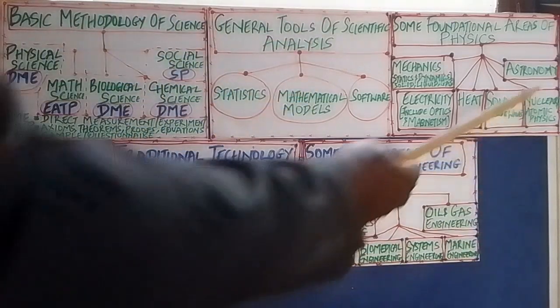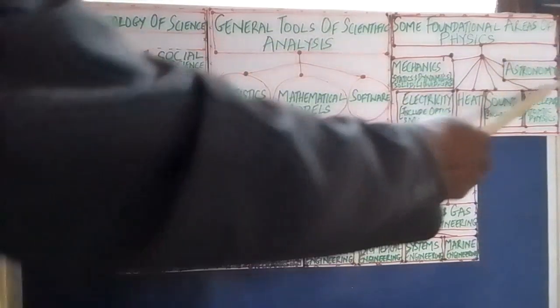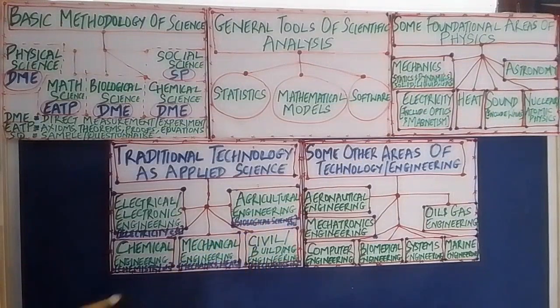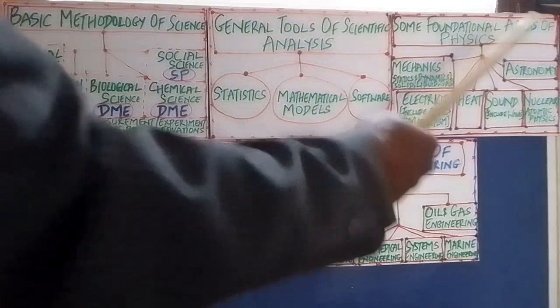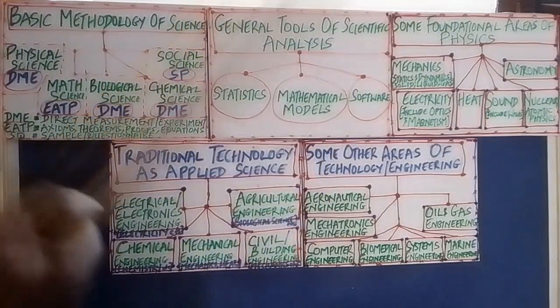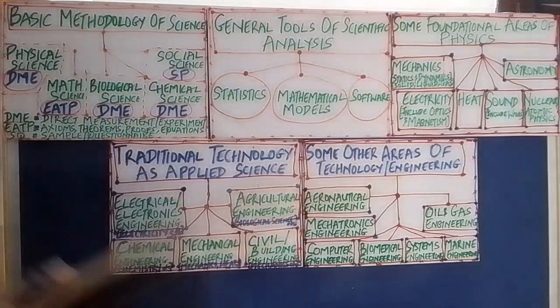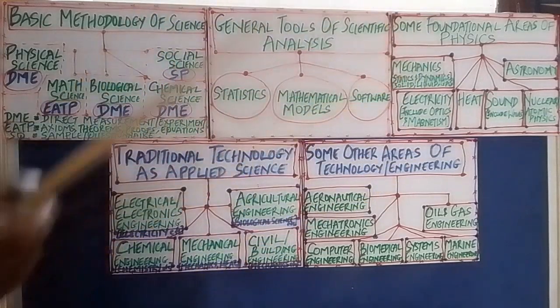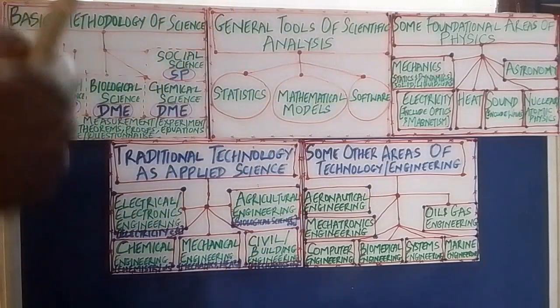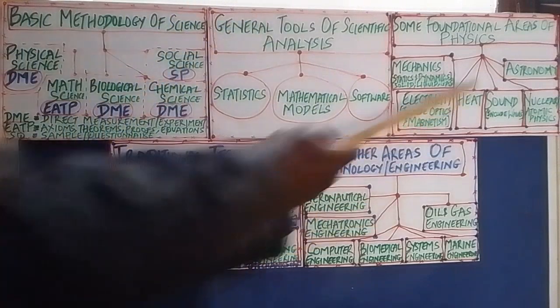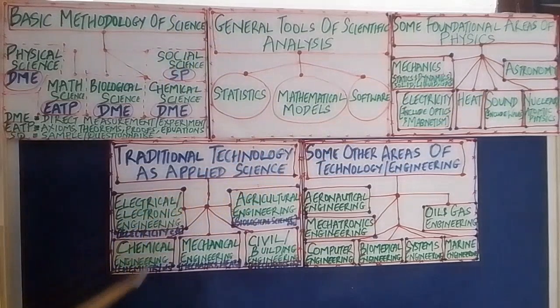The last but not the least, you can talk about astronomy, which in simple terms is the physics of heavenly objects: the solar system, the sun, the moon, the stars, the planets. All of them are structures on their own. So astronomy talks about that.